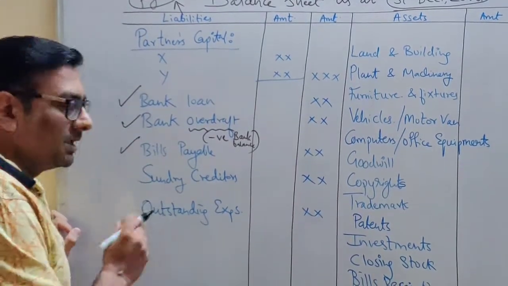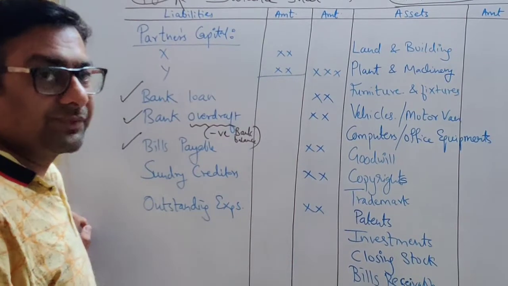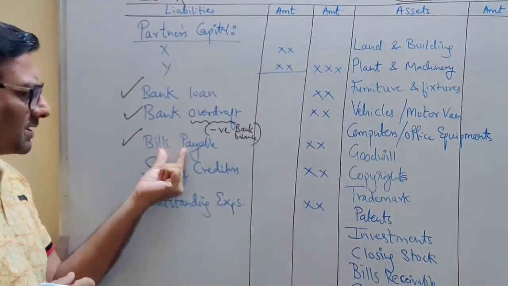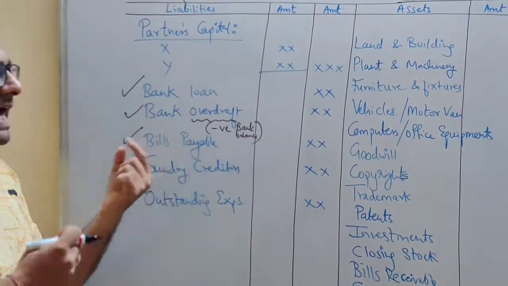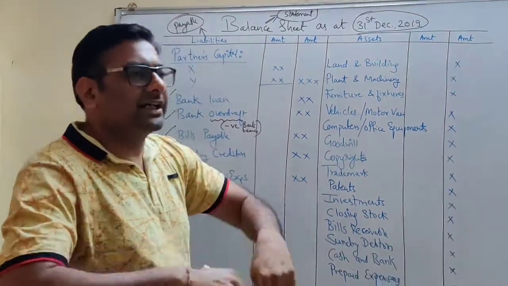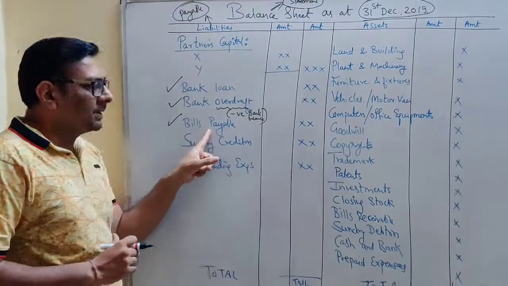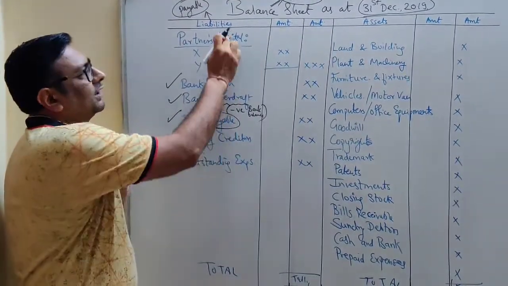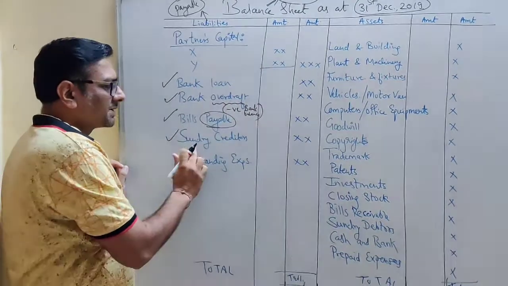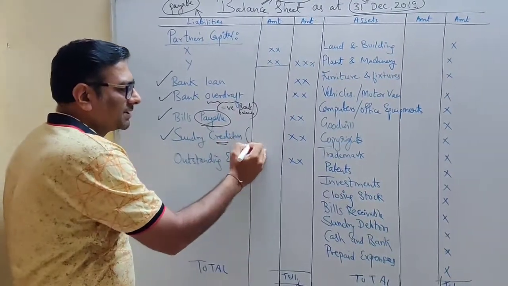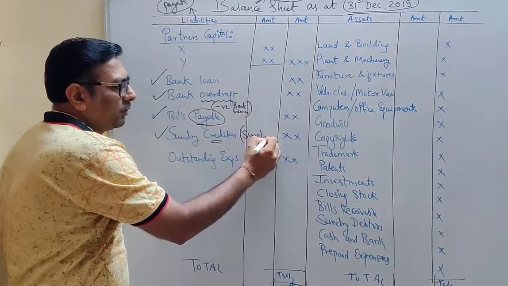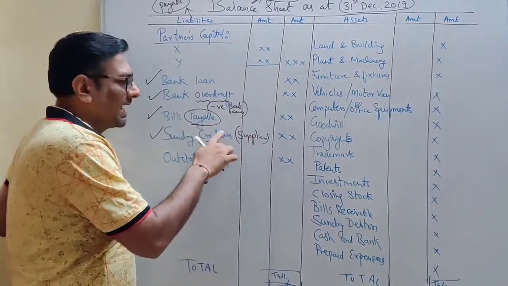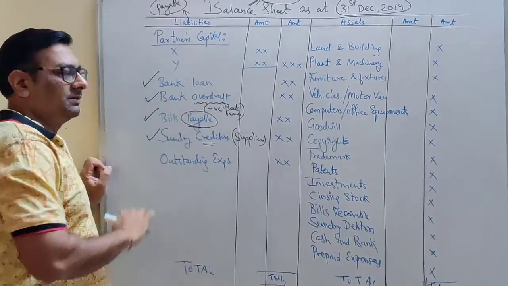Then bills payable, bills of exchange. When a bill of exchange is drawn on us by the supplier, we have to accept it, sign it and return it to them. So it is payable to the supplier. When I say payable, it is your liability. Next item, sundry creditors. Who are creditors? They are suppliers from whom you have purchased goods on credit and the money is payable.